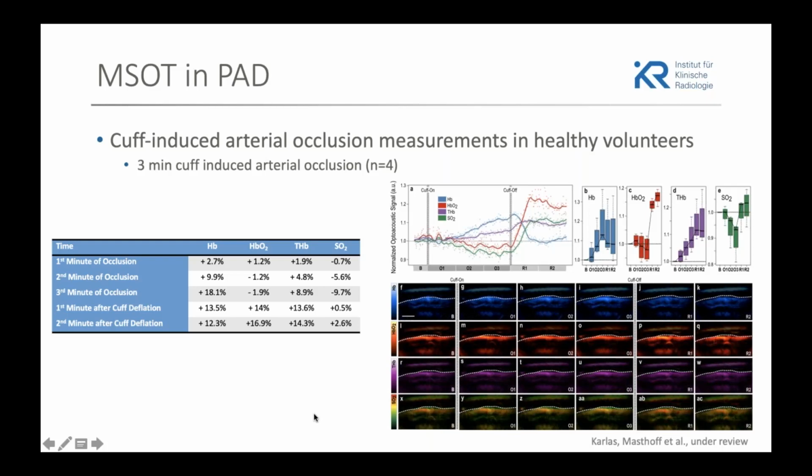So the point to take home here is that MSOT is able to do a real-time assessment of tissue parameters like hemoglobin in the tissue under the change of circumstances, like an occlusion of the arteries or the reperfusion effect here. And you can really do it without any contrast agent.